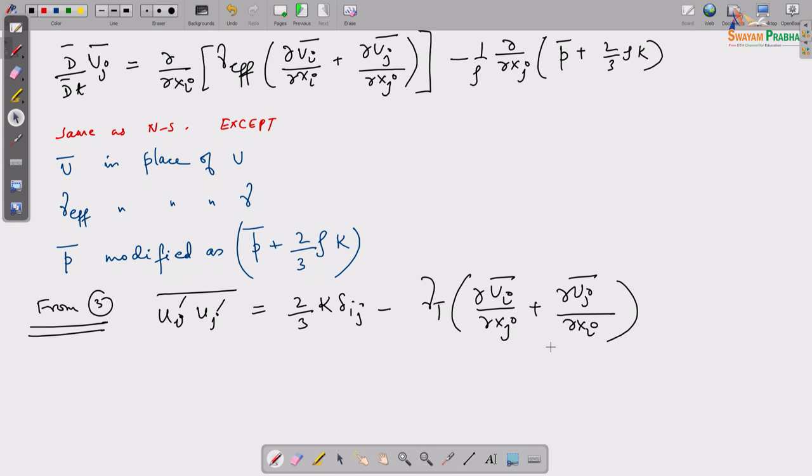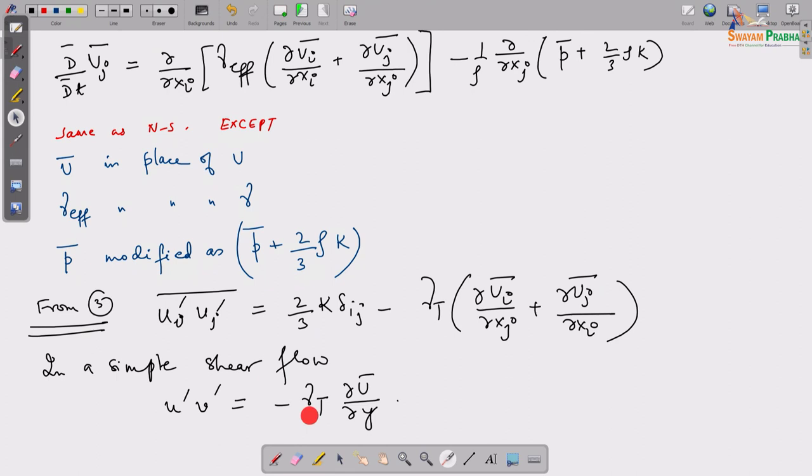So essentially in a simple shear flow, it's easy to visualize. What we are basically saying is that the shear is exactly similar to what we've learned earlier. The shear is nothing but viscosity times velocity gradient, which is what we're doing here, except that you're looking at the turbulent quantities. This is the turbulent viscosity, and this is the mean velocity. So turbulent viscosity is this.